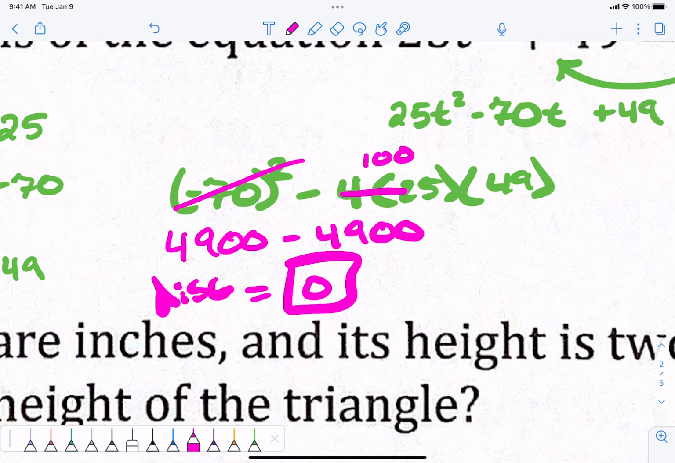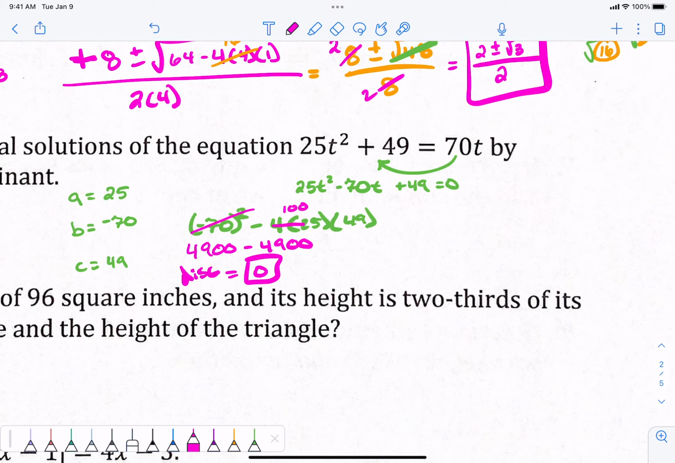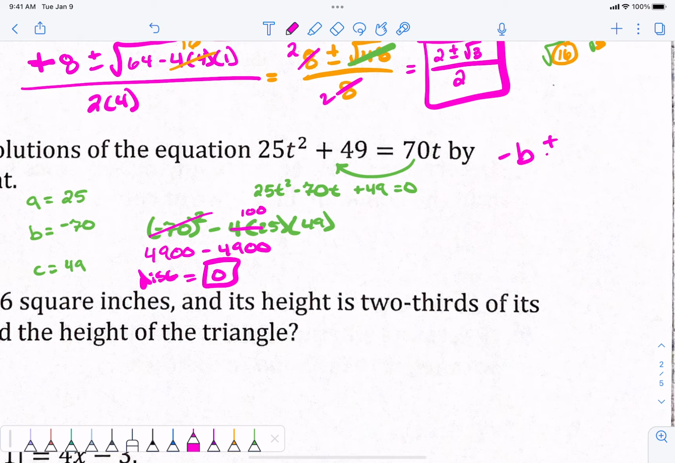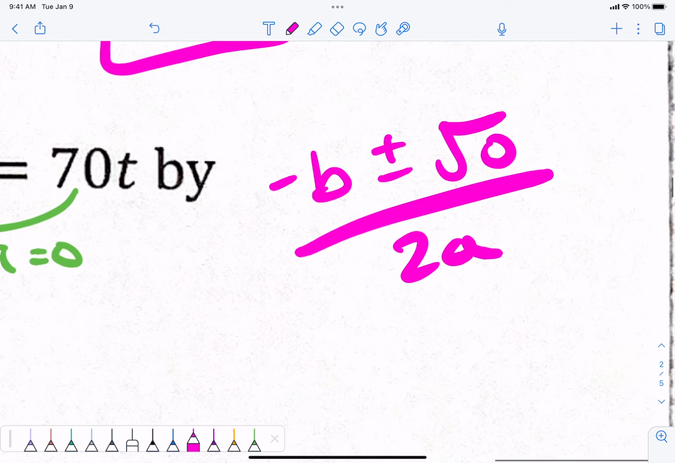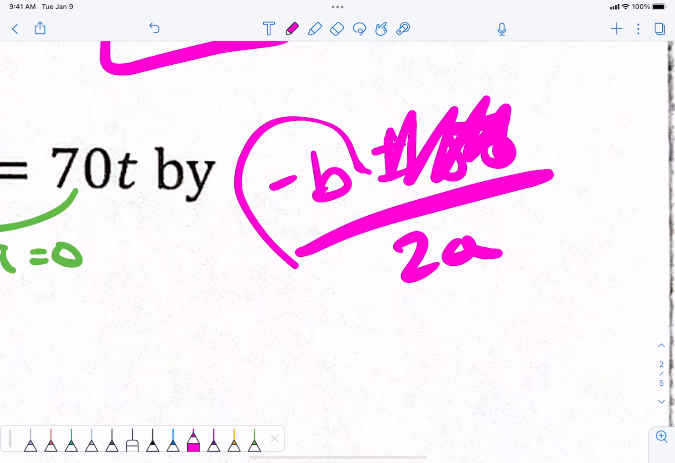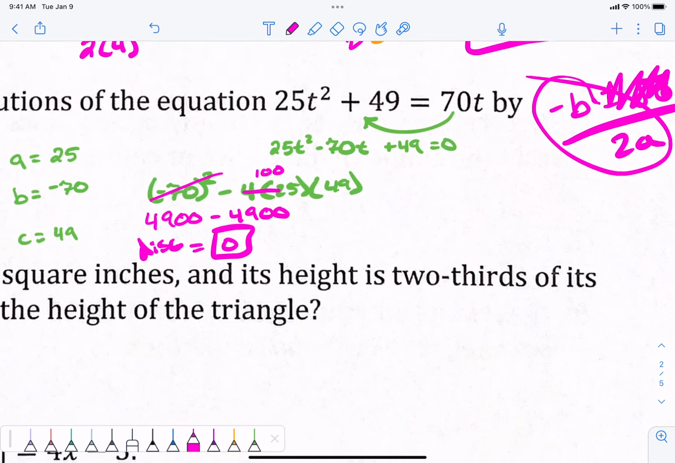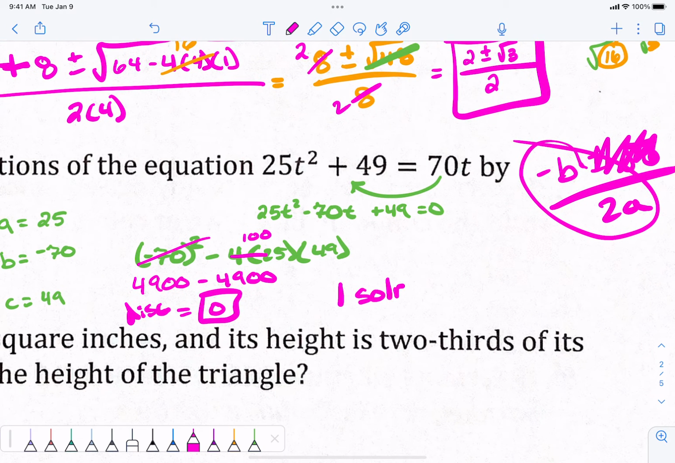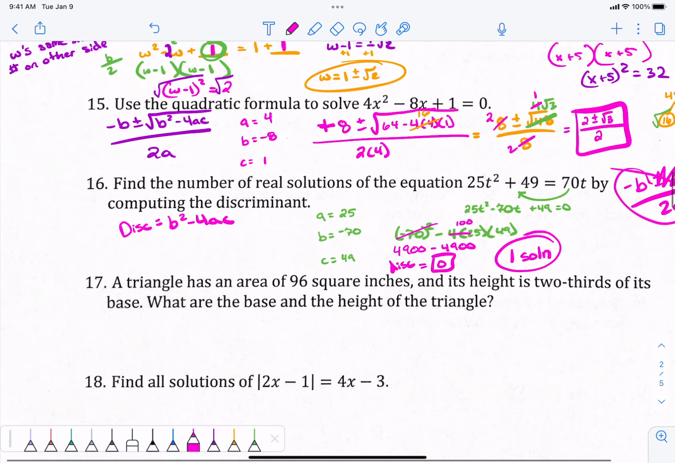What does that mean? If the discriminant is 0, in our quadratic formula we have negative b plus or minus the square root of 0, all over 2a, right? How many answers is that going to give me? It gives me one answer, because negative b plus or minus the square root of 0, that goes away. So I just have one answer. If your discriminant is 0, you have one solution.